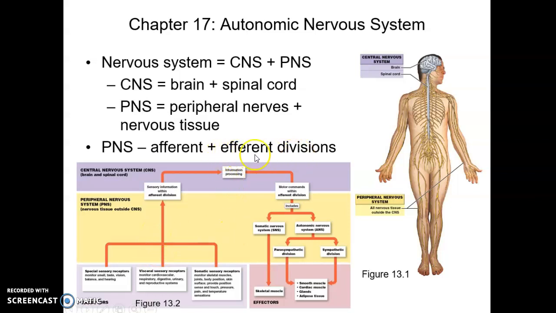And then the efferent division, E for exiting, motor commands exiting the central nervous system. That will then cause an effect by the effectors, whether that be skeletal muscle, smooth or cardiac muscle, or glandular cell activity, or breakdown or storage of adipose tissue. And that's the efferent division, which has both the somatic nervous system, and then there's the autonomic nervous system, which we'll focus on in this chapter.